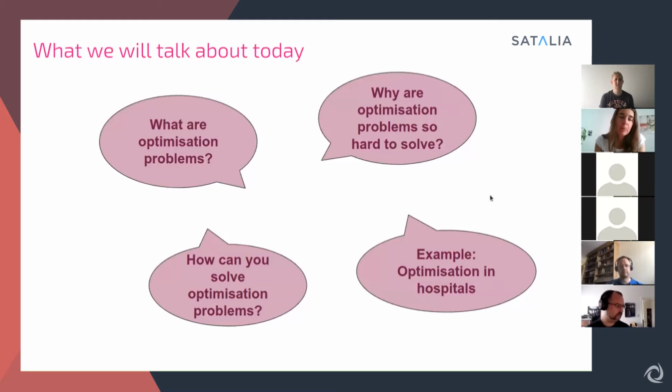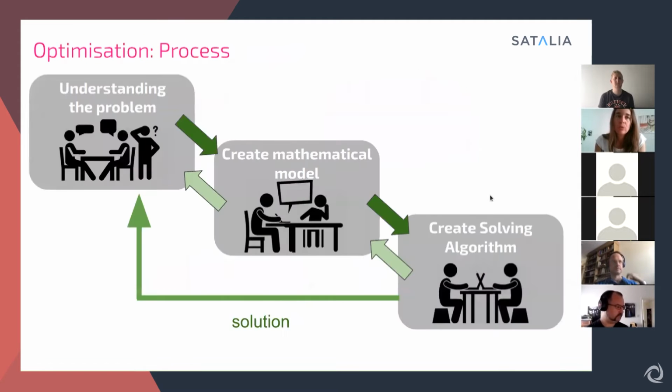So if we talk about optimization, I think it's good to first consider the process of how optimization works. So the first step when tackling optimization problems is to truly understand the problem we want to solve, to understand the optimization problem. After we have a good sense of the problem and have fleshed it out, we typically create what we call a mathematical model. The mathematical model is a kind of formalism to describe in mathematical terms what we want to solve. And once we have this model, we typically create a solving algorithm based on that model.